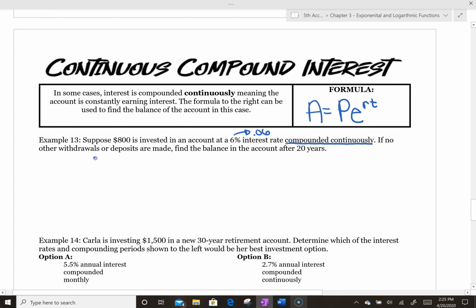So the good thing is we are just putting a 20 right there, and we're trying to find the balance at the very end. So you just want to type that into the calculator, and we would get $2,656.09.